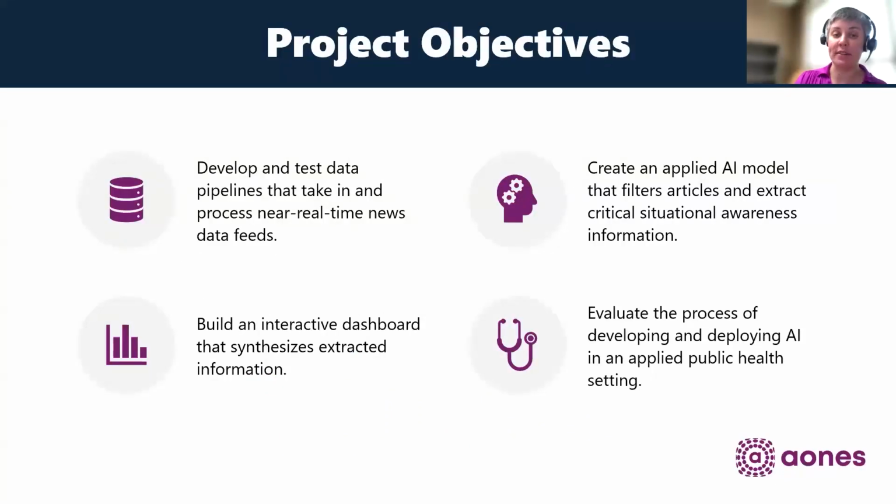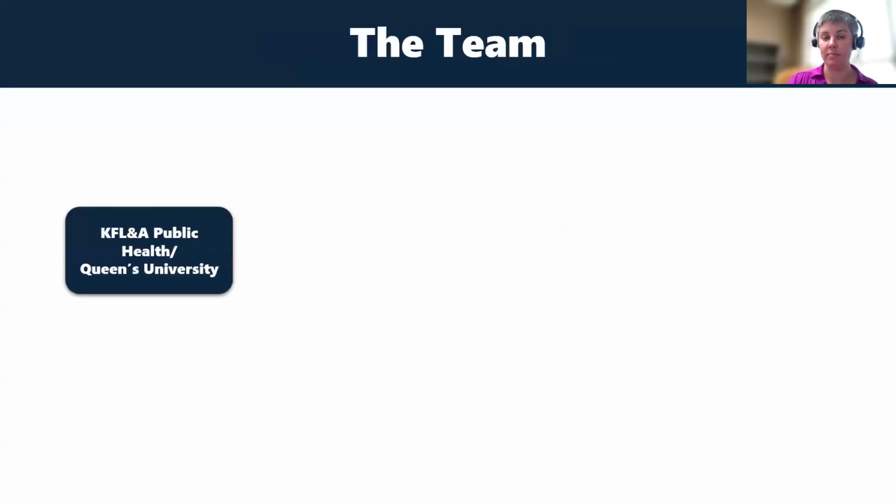Specifically, this project had 4 objectives. 3 relate to the general EBS process we described before. 1, to develop and test what we call data pipelines that take in and process new data feeds in near real time. 2, to develop, train, evaluate, and deploy data pipelines, including AI components, that filter articles and extract critical situational awareness information. And 3, build an interactive dashboard that synthesizes this extracted information. There's also a 4th goal that takes a broader perspective on the project and the lessons learned about using AI. We'll be covering this 4th objective in another Public Health Ontario webinar on October 31st.